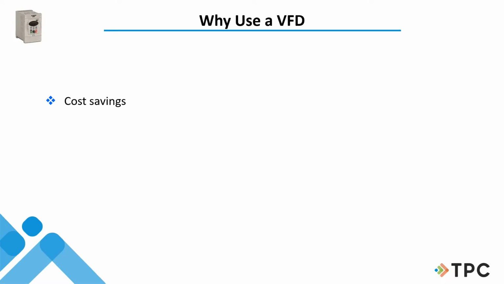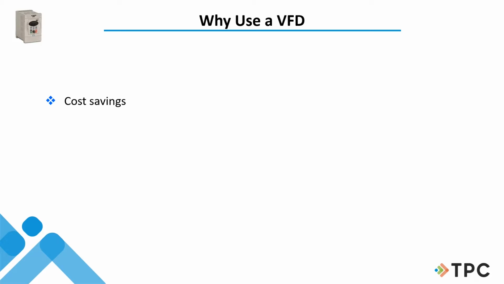Cost savings. Well, we mentioned that we're getting rid of a lot of moving parts, so that's a good thing. But cost savings really helps us with VFDs when we get into variable torque applications. A lot of you probably have fans and pumps, and they don't require full horsepower or full speed all the time, depending on the system.